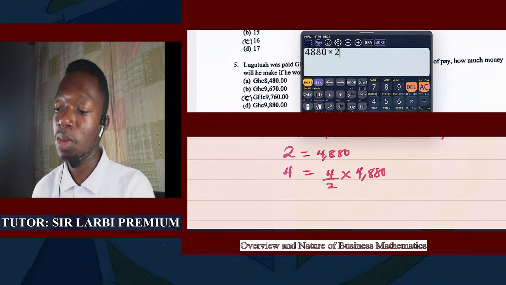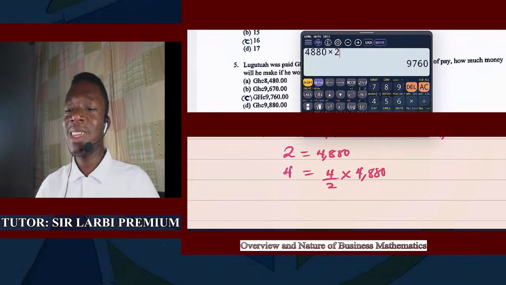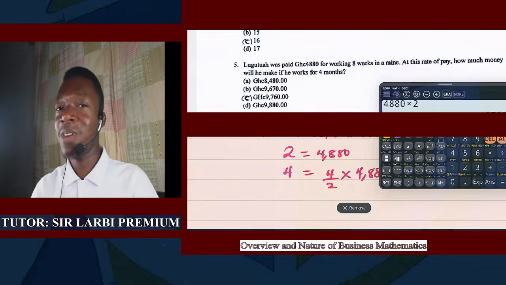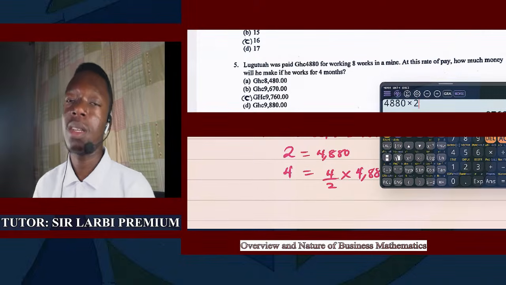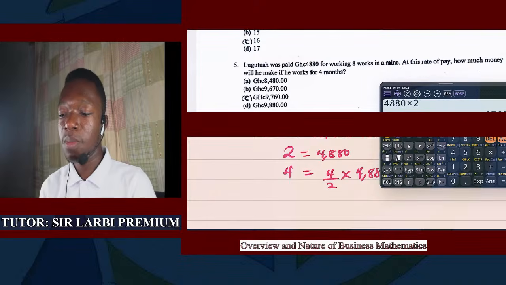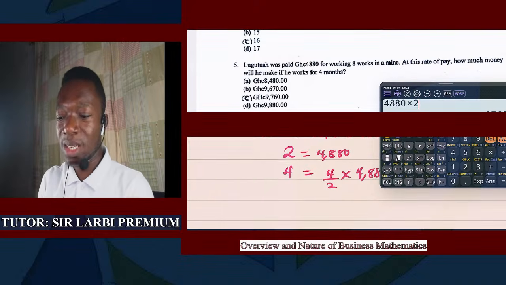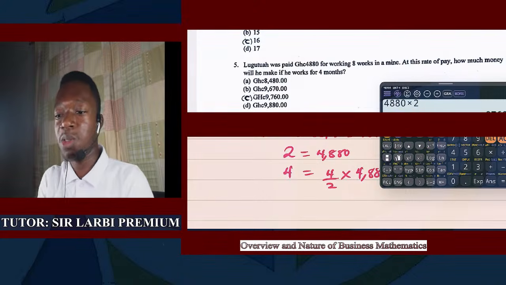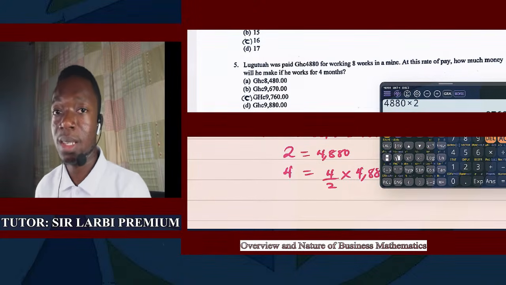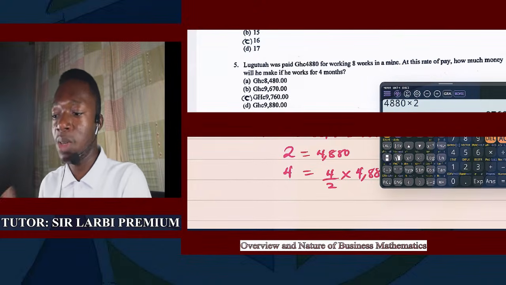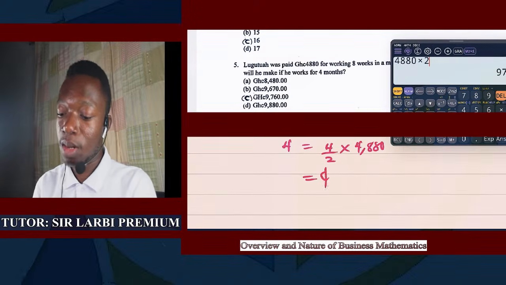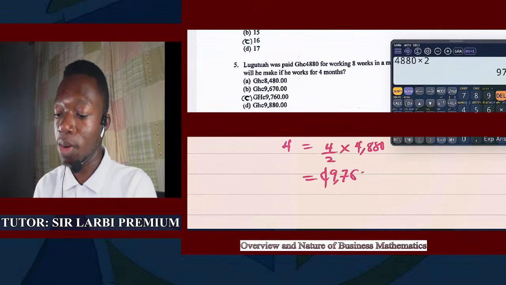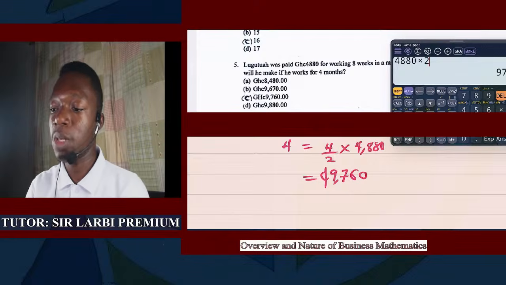You see, these things are funny, but when you read it, you can clearly see that 8 weeks is for 2 months. So a sharp person will see that if this is 2 and we are getting this, then 4 is twice of this, and just multiply by 2, and that's it. It's actually that simple. You won't work so much if you can use a calculator to get your answer. And yeah, done. So we had 9,760, and that's it. Very simple.